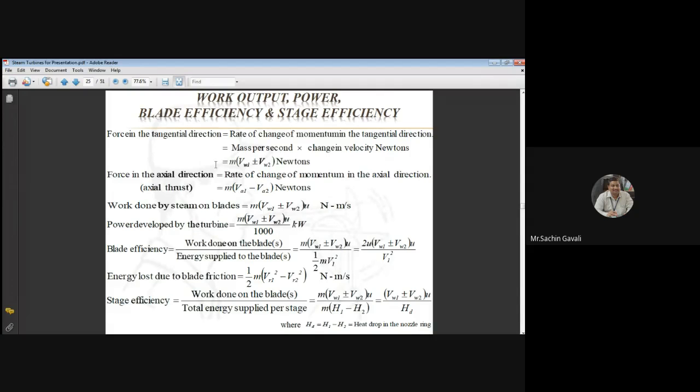Now the force in tangential direction. When the steam impacts that particular blade, what will happen? It will exchange its momentum to the moving blade, and the momentum of steam goes on decreasing. If the momentum of anything goes on decreasing, what will be produced? Anybody?